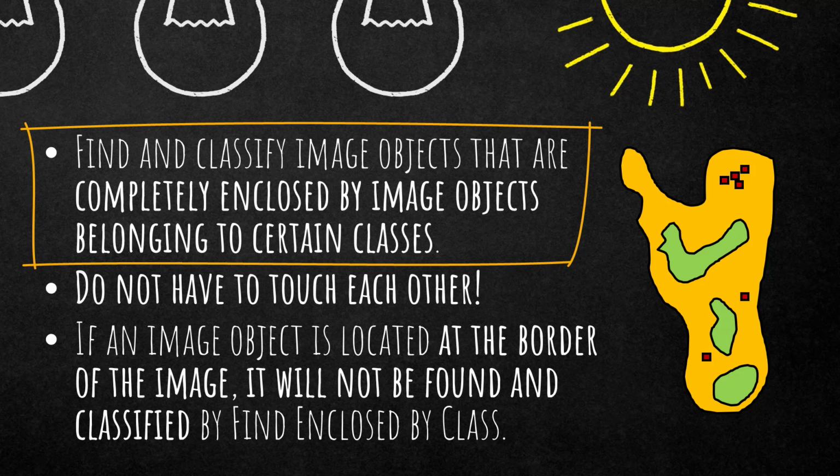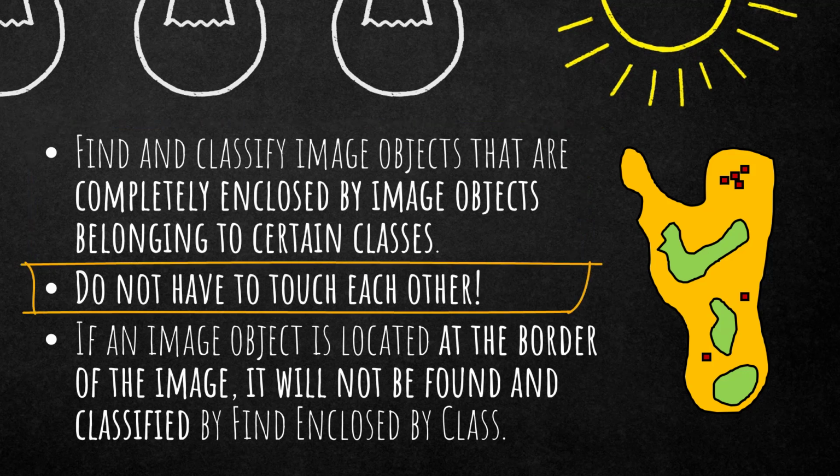And the thing is that these objects do not have to touch each other. So on the right hand side, the green one, for example, is surrounded by the orange class or the object, right? And that one is surrounded by the background. And if you say, all right, use find enclosed by class and find everything that's enclosed by the background, it will also find this green one, even though it doesn't touch the background.